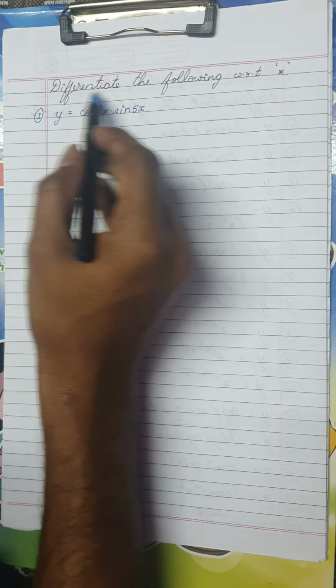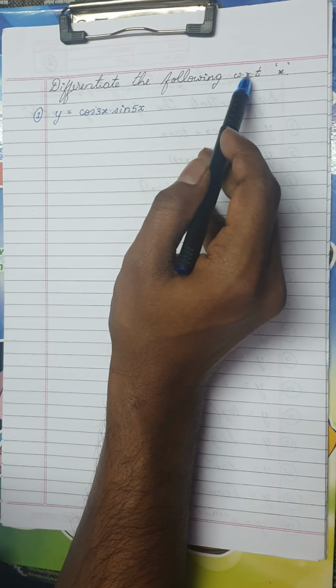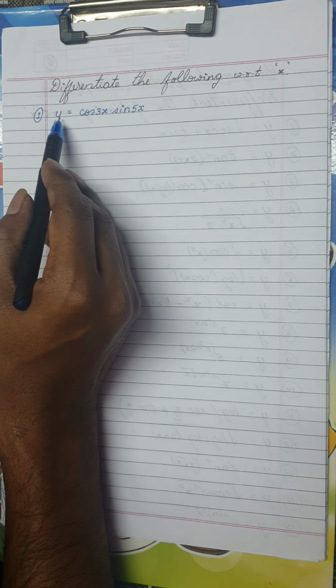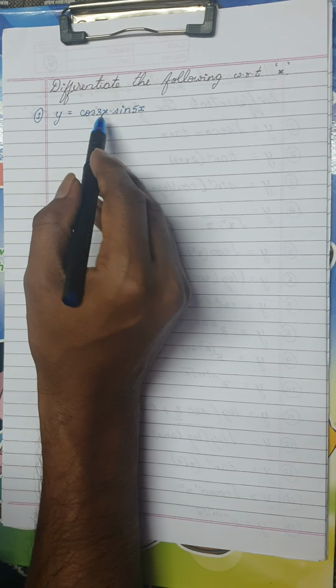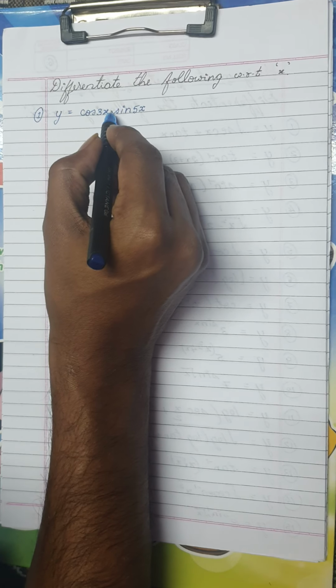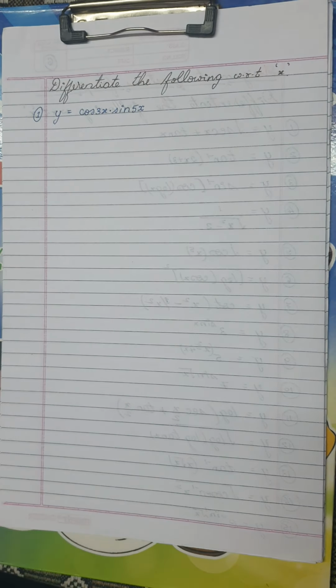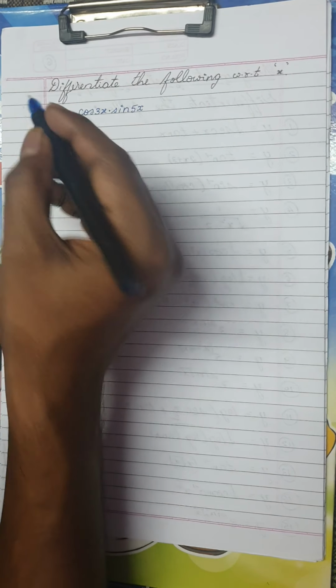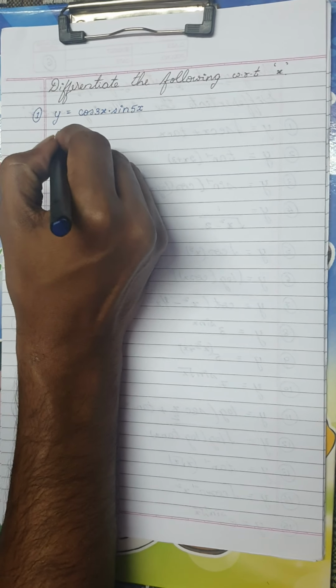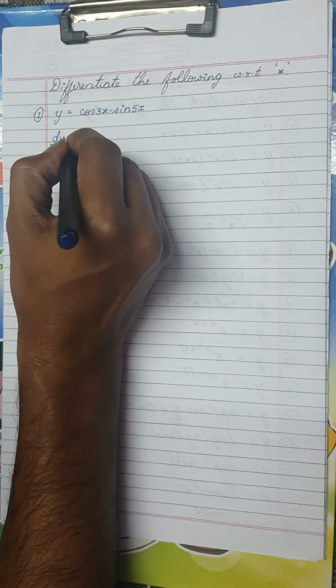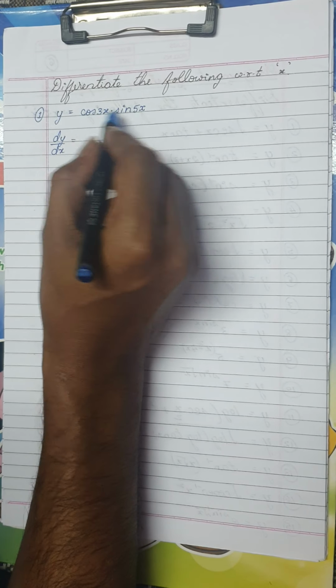Now the question goes like this: differentiate the following with respect to x. I have y is equal to cos 3x into sin 5x. Now these are the chain rule problems of differentiation with product rule. Okay, now let's start. Now dy by dx, that is the derivative, is nothing but we have a product rule here.